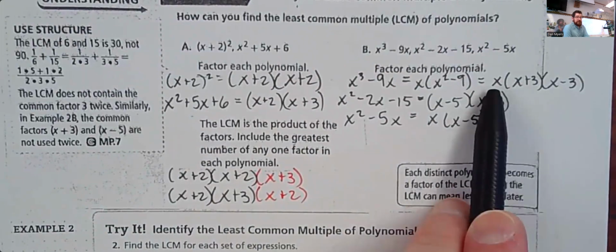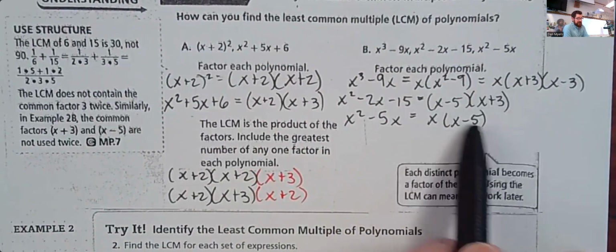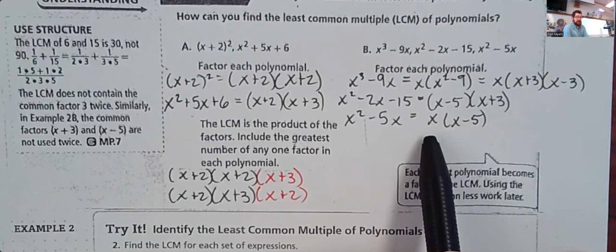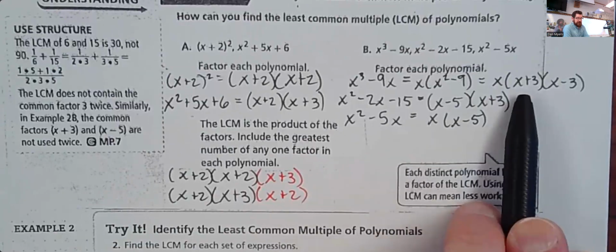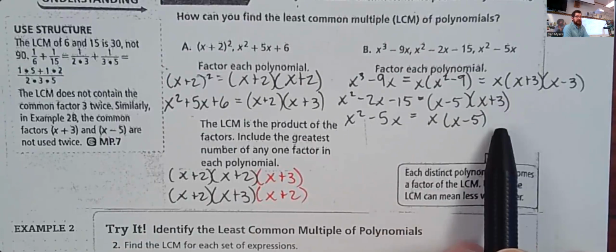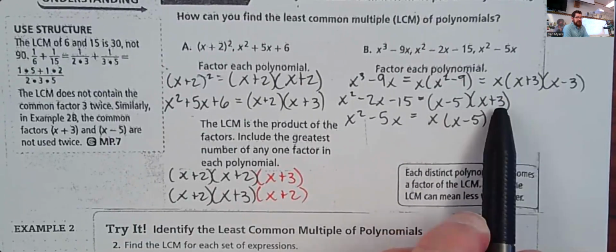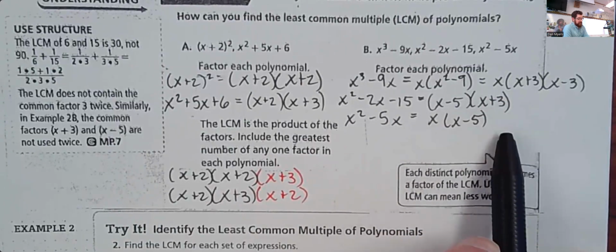We've got x. This one doesn't have x, this one does. So the middle one will definitely have to be multiplied by just x. This one has x plus 3. So does the second one. The third one doesn't, so the third one needs to be multiplied by x plus 3. X minus 3. This one doesn't have x minus 3, so that needs to be multiplied by x minus 3, and so does the bottom one.